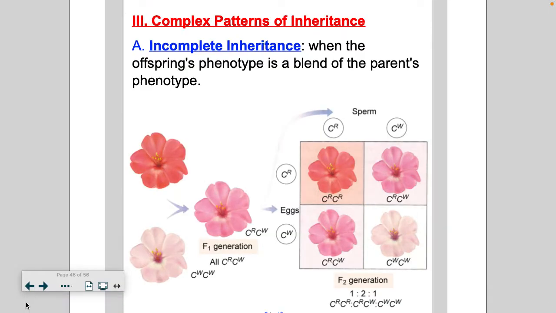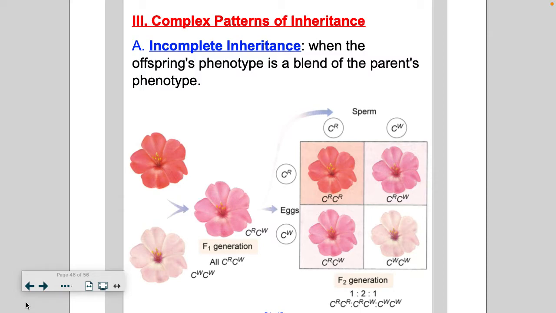All right, we are going to wrap up section 5.2 and end this section talking about complex patterns of inheritance. So we started this chapter talking about Gregor Mendel and his pea plants and how pea plants only had two types of traits. You were either this or you were either that. You either had purple flowers or white flowers, yellow seeds or green seeds, round seeds or wrinkled seeds. And then we transitioned into 5.2 talking about genotypes and phenotypes and alleles, homozygous versus heterozygous.